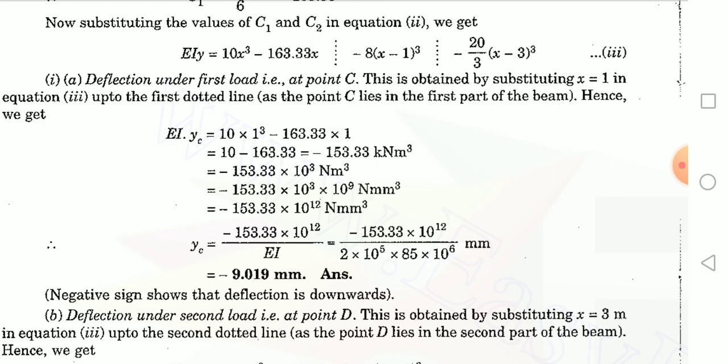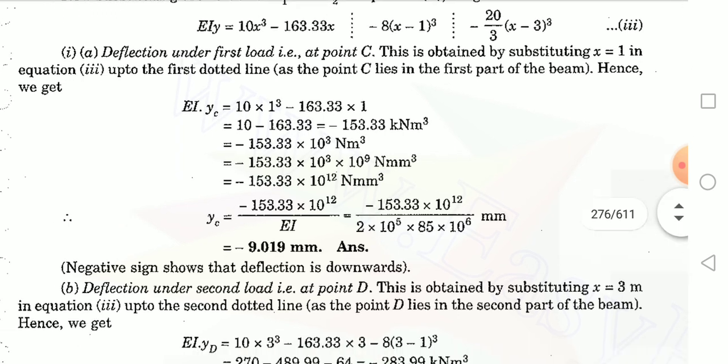So now you know the values of E and I, then we can get the deflection at location C, that is at the load of 48 kilonewton. Then we can substitute this E and I, and we get the deflection at the 48 kilonewton load, y equal to minus 9.019 mm. The negative sign shows that the deflection is downwards.